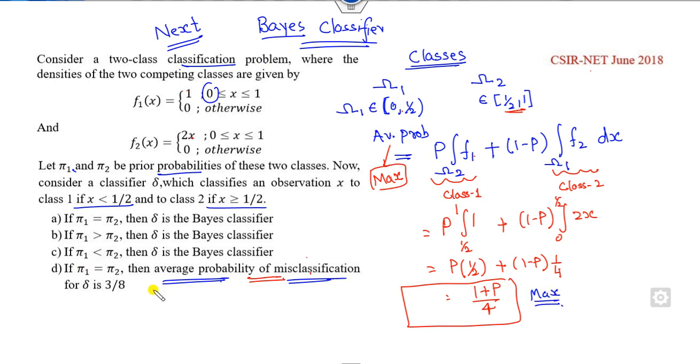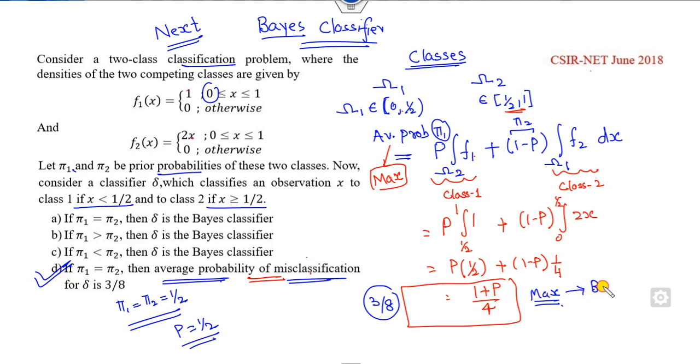But you can see in the last option there is a pi 1 and pi 2. Basically P is my pi 1. This number is my pi 2. So what will happen if pi 1 is equal to pi 2, they are the same? It means they are half. Fine. That is, P is half. So if I substitute P here, you will get the answer as 3 by 8. So this is the right answer. And once it's a maximum probability, then we call it a Bayes classifier. Otherwise not. Fine.